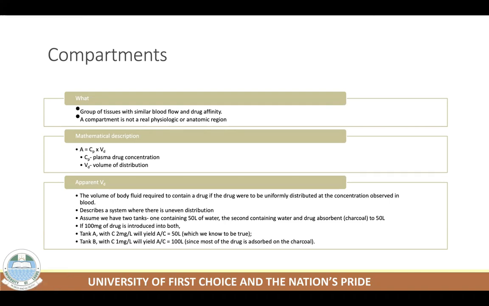And this is an important application for volume of distribution. We use it to estimate the amount of drug present in the body at any time point by multiplying apparent volume of distribution with the plasma concentration at that time. Very, very key. It's one of the uses for the volume of distribution parameter.